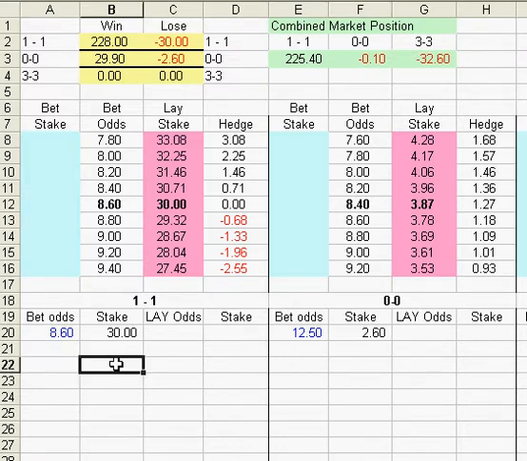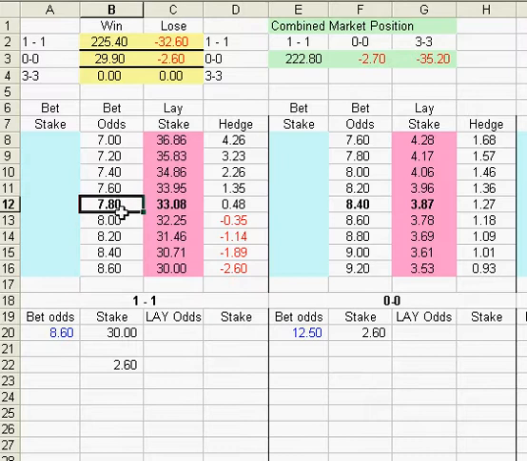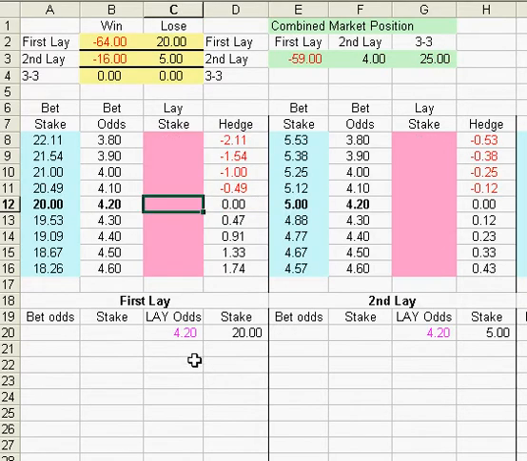Now if a goal is scored, that £2.60 becomes a losing bet, so we put £2.60 in there, and we can now see that we need 1-1 odds to drop down to 7.8 before we start to get into profit. So if I transfer 7.8 down to there, you can see we're into the red, going down to 7.8, but once the odds drop below 7.8, we start to make a good profit on this kind of trade.